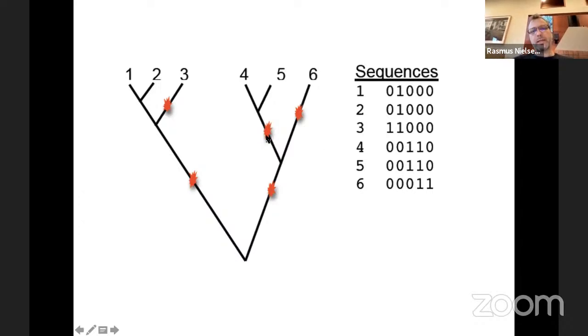For example, here there's a mutation that happened on the ancestor lineage to 4 and 5. So 4 and 5 have the mutation, and none of the other ones have it. Here there's a mutation that happened on the ancestor lineage to 4, 5, and 6. So that's this side, 4, 5, and 6, they have the mutation. 1, 2, and 3 do not. And then finally, there's a mutation here that happened on the edge in the tree leading to sequence 6. And so only sequence 6 has that mutation.